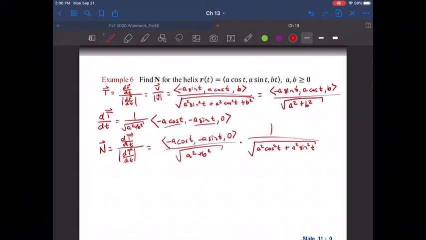And then with the sine and cosine, we can factor out that a squared. Cosine squared plus sine squared is 1. And you end up with the square root of a squared, which is just a. So this would just be negative a cosine t, negative a sine t, 0 over a times the square root of a squared plus b squared. And there you go. That should be it.